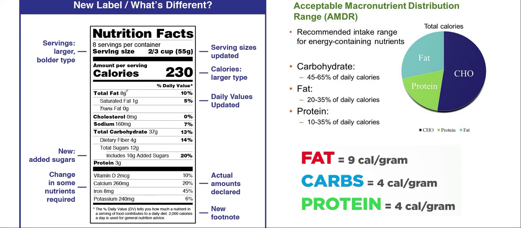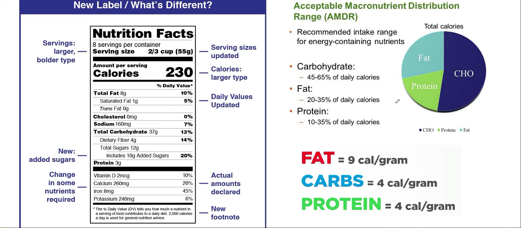So the fat, the carbohydrate, and the protein are based on this idea called the acceptable macronutrient distribution range. And so you see here that this is based on where our calorie sources should come from. You might disagree with this, but this is just what the government has decreed, I guess you could say, that we should get 45 to 65% of our calories from carbohydrates, 20 to 35% from fats, and 10 to 35% from proteins.